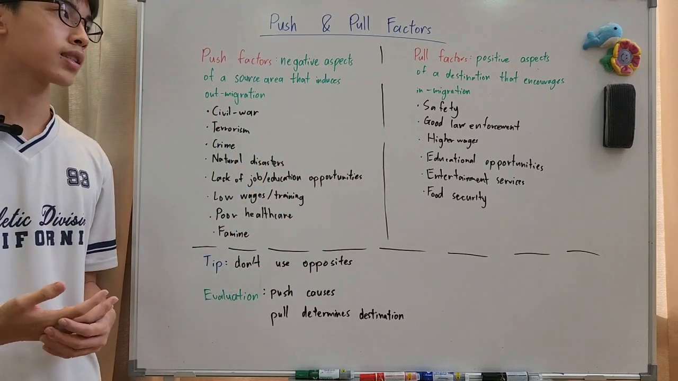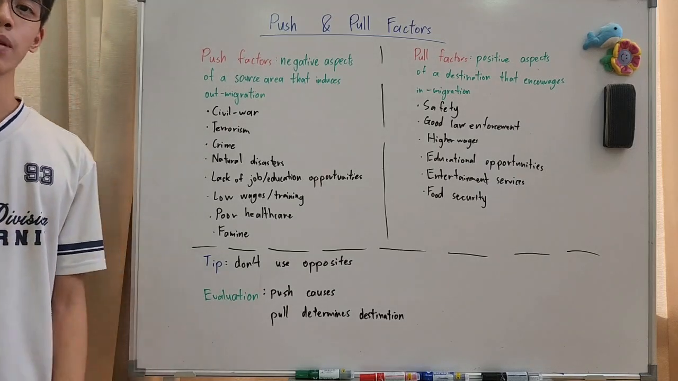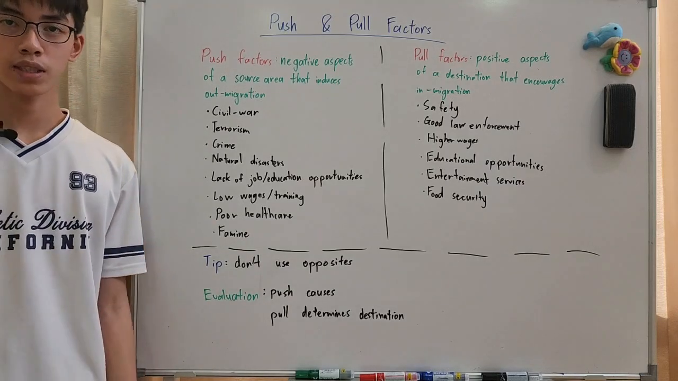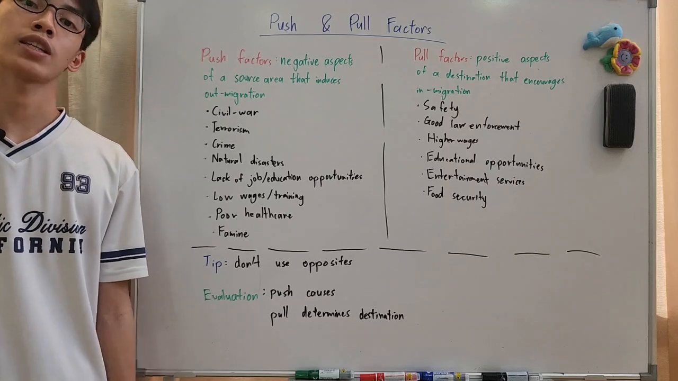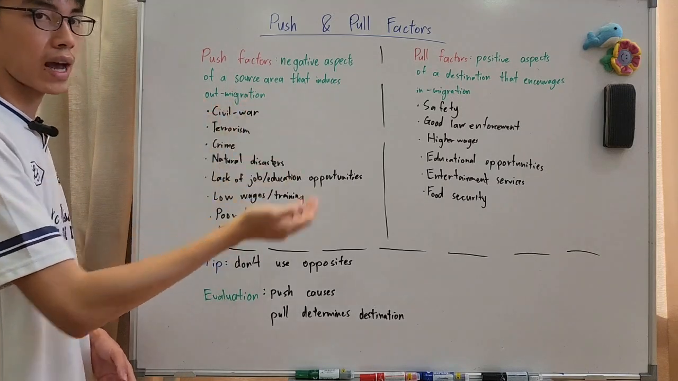Perceived is like you're perceiving higher wages there, but you don't actually know if there are higher wages there. Actual is, for example, there is a natural disaster, a typhoon is happening, so you are going to move. Perceived is maybe you're thinking that in the future there might be a natural disaster, so you're going to move because of that. So it can be perceived or actual.